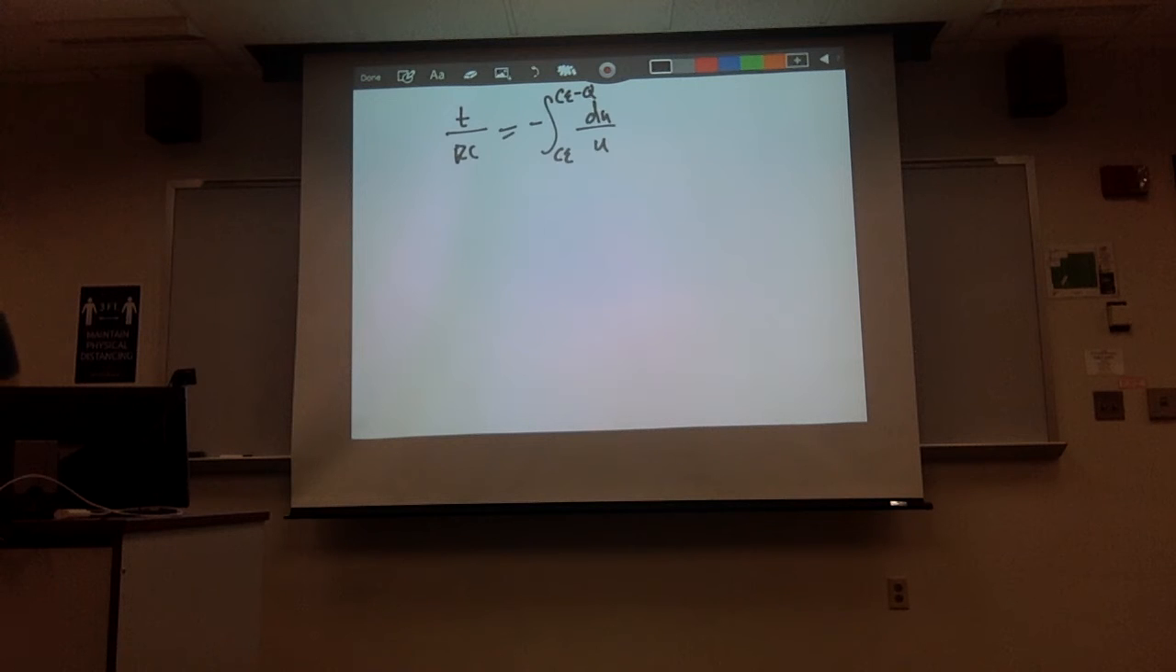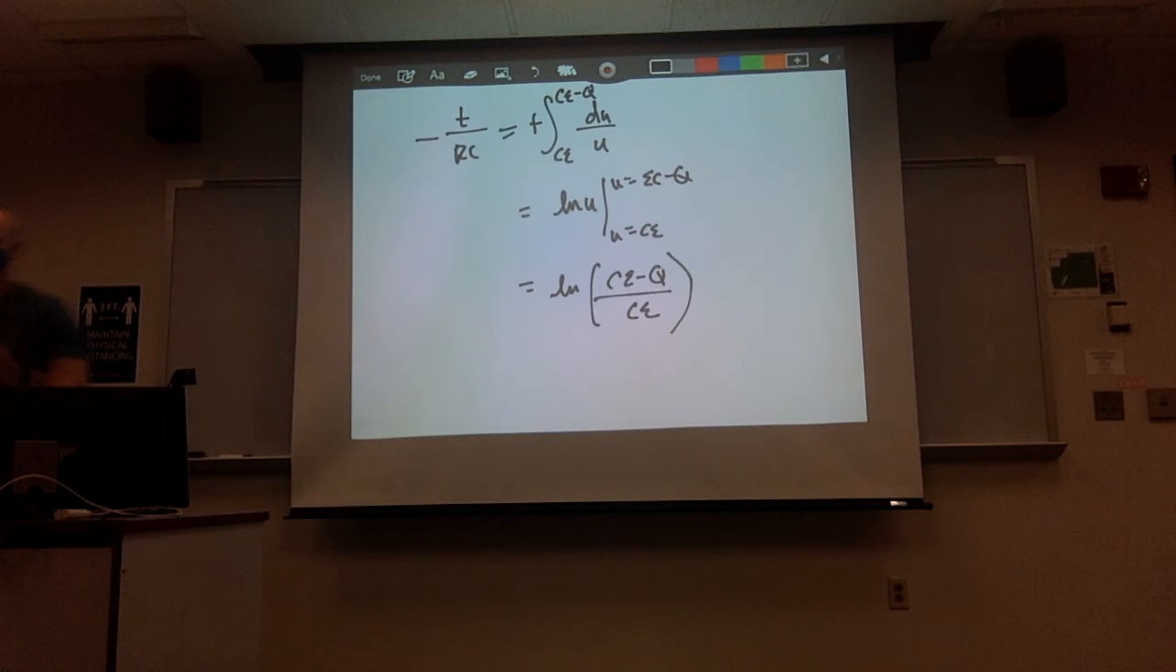Last thing I'm going to do is move the negative sign to the other side, just so you can see why we get there in a second. Great. What's the integral of du over u? Natural log, good. So it's going to be the natural log of u evaluated from u equal to C times E to u equal to C times E minus q. So it's going to be the same thing as the natural log of (C times E minus q) divided by (C times E).